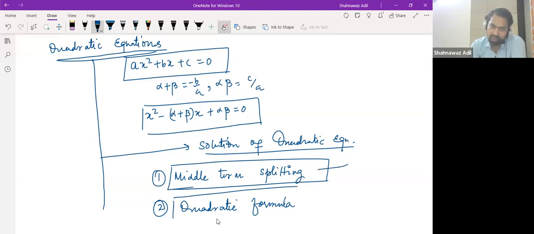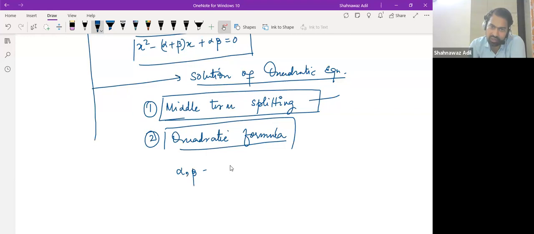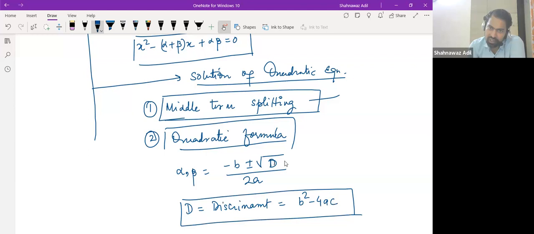And the quadratic formula says that you can calculate the roots of the quadratic equation as minus b plus minus root D by 2a, where this D is called the discriminant, and this is defined as b square minus 4ac. So then we learned three things, right? If this D is equal to 0, then we don't have anything in the root. So then alpha and beta are minus b by 2a. So then roots are real and equal, right? This we learned in the nature of roots.